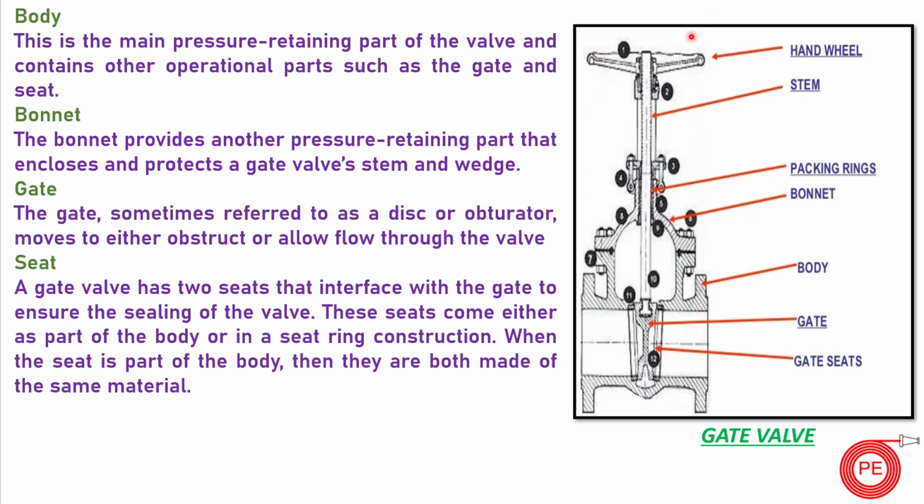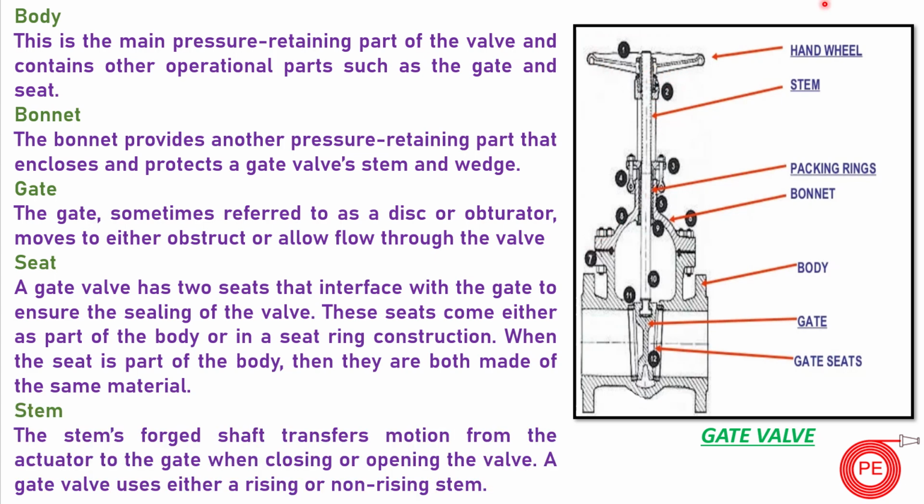Next is the stem. So the stem is basically the part which moves up and down. The stem connects the hand wheel, the part which we rotate, and the gate, and transmits the opening and closing. Depending upon the design, as I mentioned earlier, it can be rising or non-rising. So understanding these components helps in troubleshooting valve issues and performing maintenance or replacement efficiently.